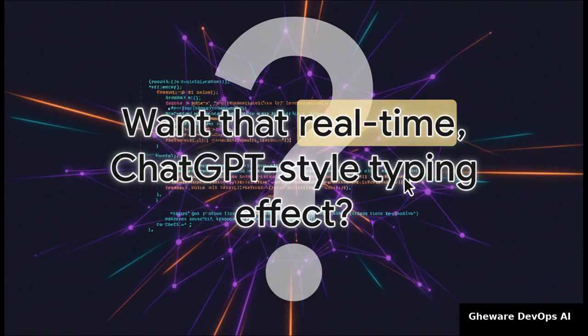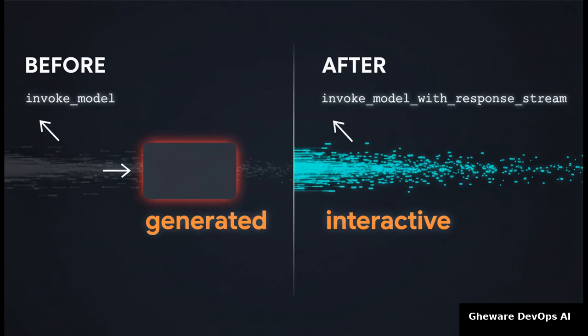Okay, but what about that real-time typing effect? You know, getting the response word by word like you see in ChatGPT, instead of just waiting for a big block of text to show up? Well, for that, you just change the method you're calling. Instead of invoke model, you use invoke model with response stream. This gives you back a stream of data chunks as the model generates them. It's absolutely essential if you're building any kind of interactive chat app.